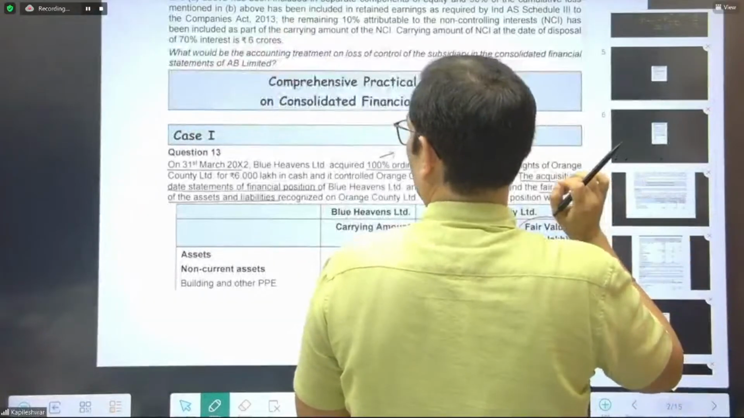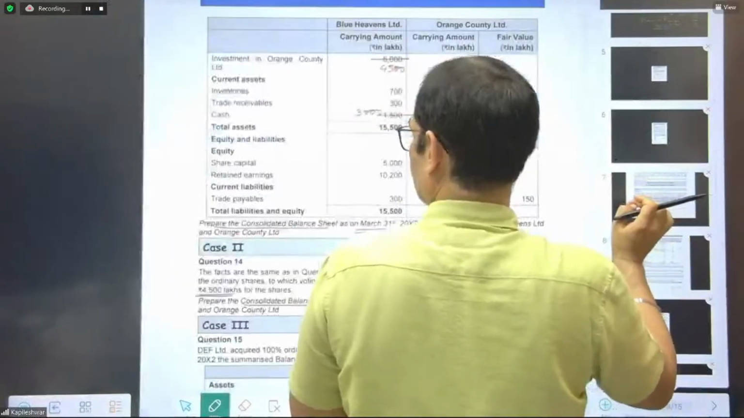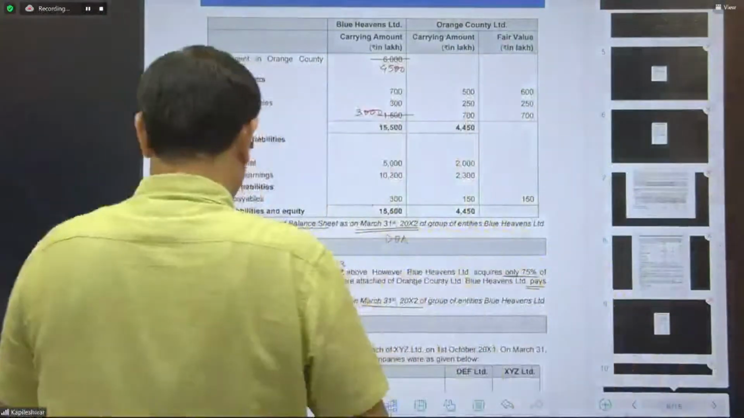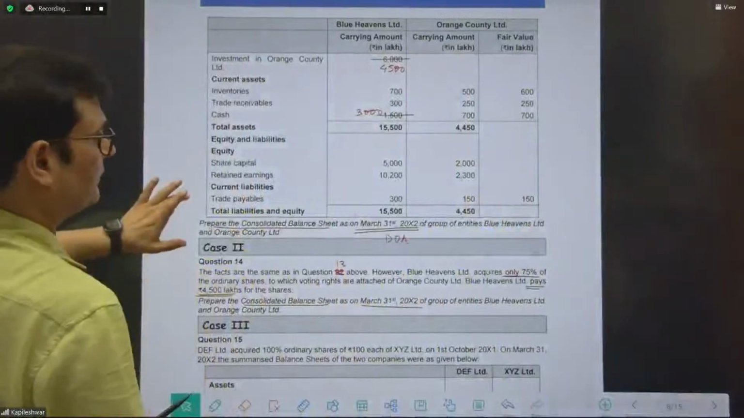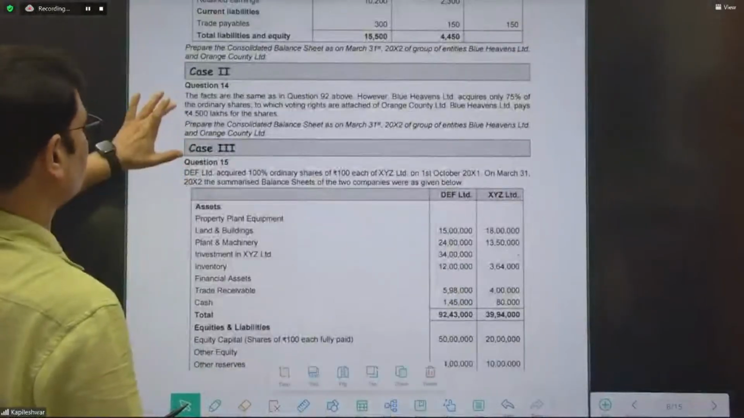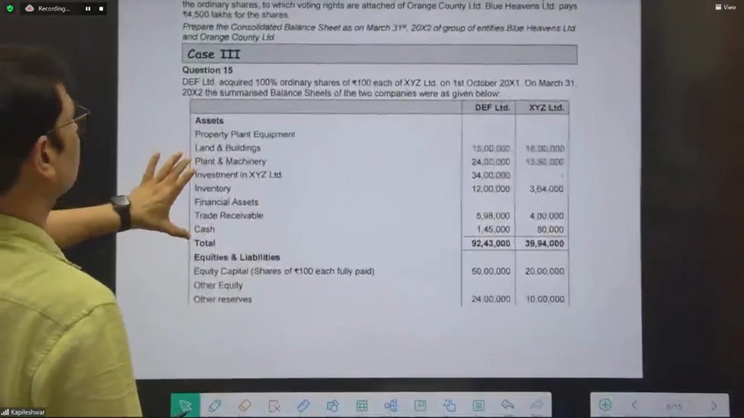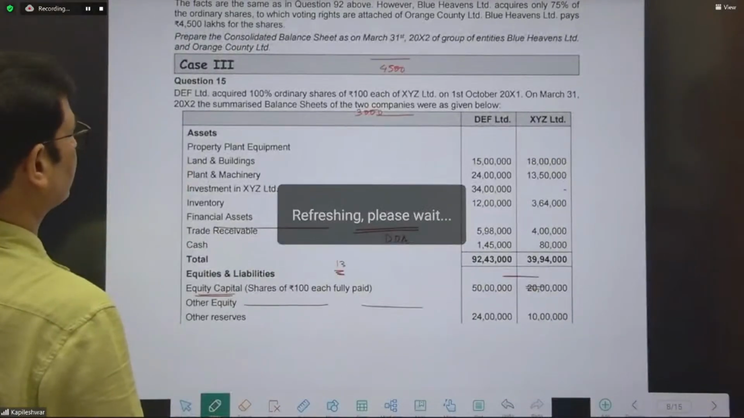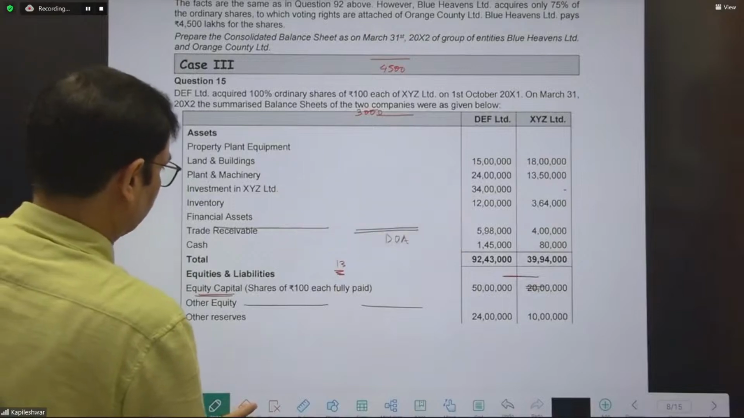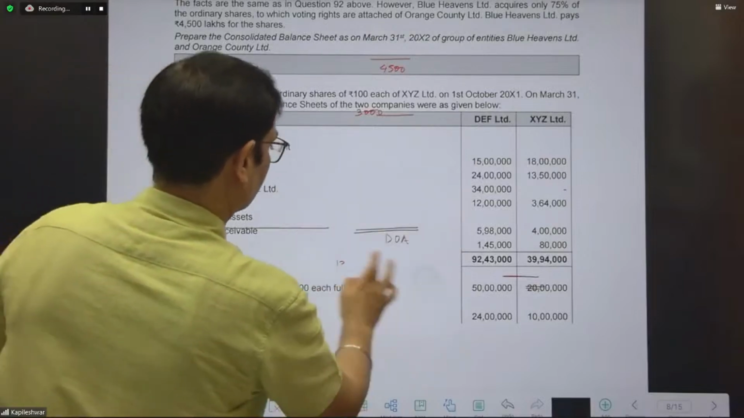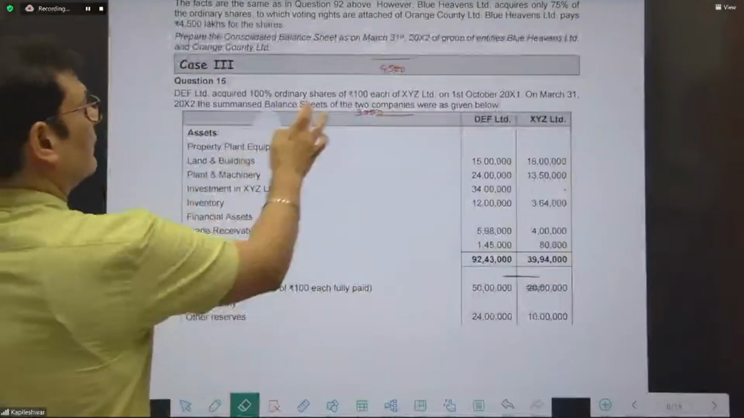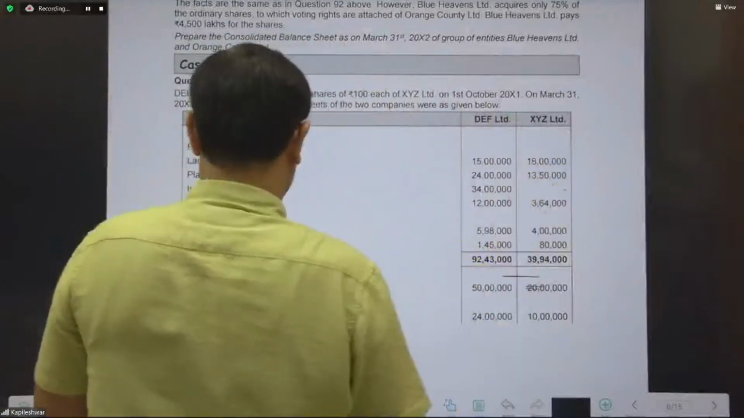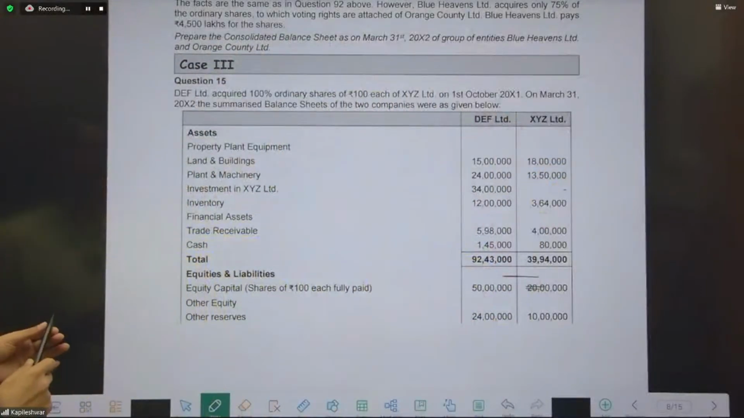So we are looking now at case number 3. So let me go to the case number 3 question now. Question number 15. Let's zoom it a bit and let's have a look at the question number 15. Let me just clear this out. Okay, so now we can have a look at the question number 15.